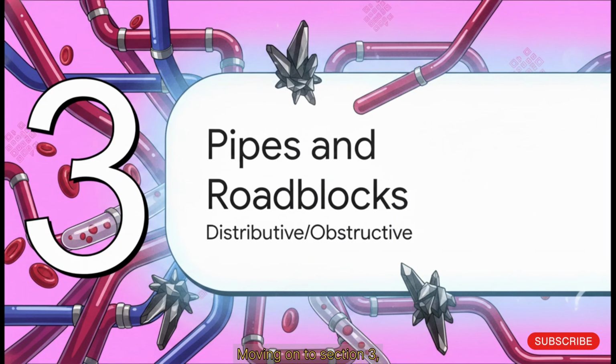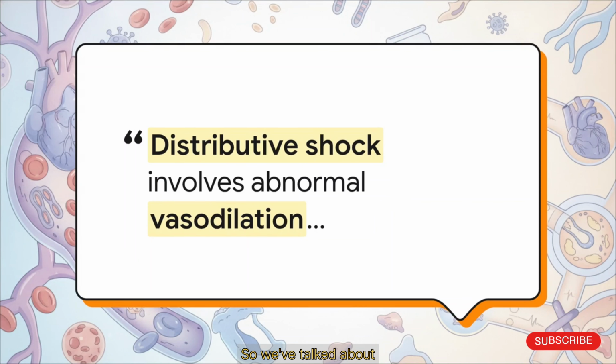Moving on to Section 3, Distributive and Obstructive, Pipes and Roadblocks. So we've talked about the tank and we've talked about the pump. Now we need to talk about the vascular pipes and the physical roadblocks in the circulatory system. Welcome to distributive shock. Think of it this way. The tank has normal fluid, the pump is working just fine, but the pipes suddenly become way too wide. The pressure totally drops, and blood distribution completely fails.